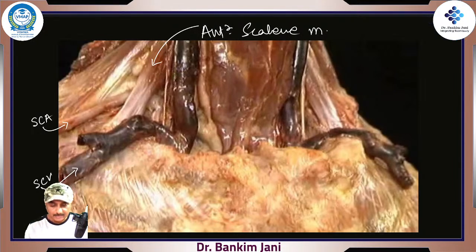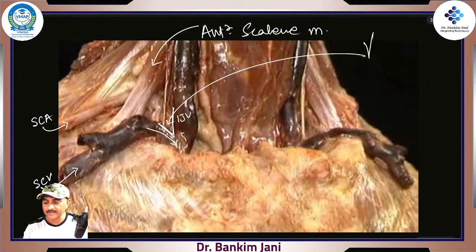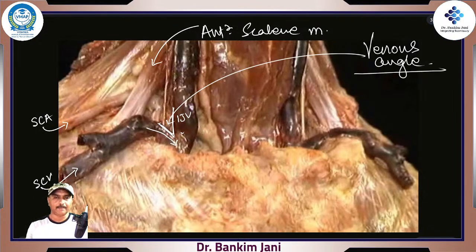Important point. This angle, right? This is where this is subclavian artery, and this one is the internal jugular, right? This one is internal jugular. So this angle, it is also called the venous angle. It is also called the venous angle, right?